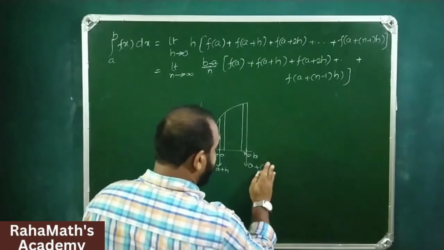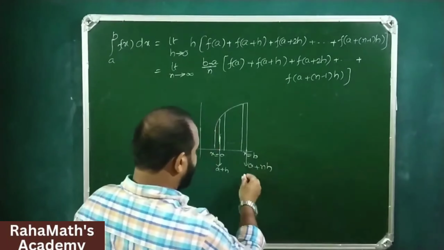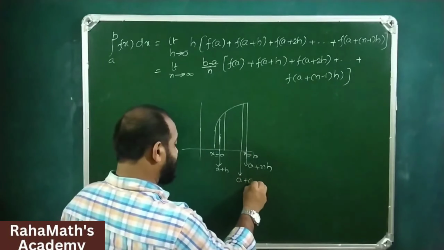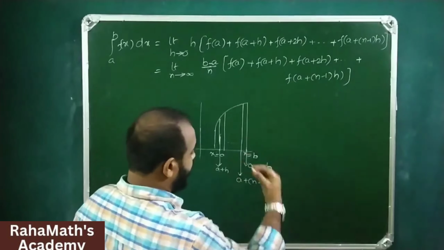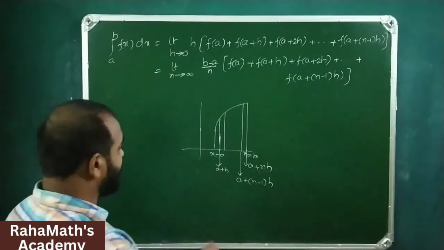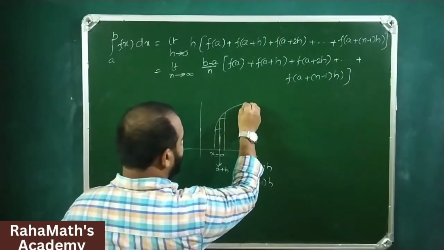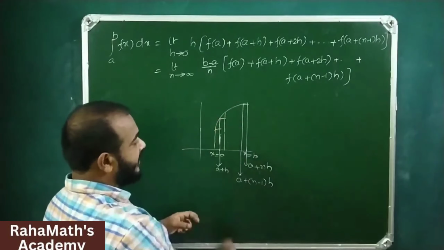This is a plus nh. So the last but one, the penultimate one, is a plus n minus 1 into h. This is how we have discussed it, and I have divided this into a number of rectangles.